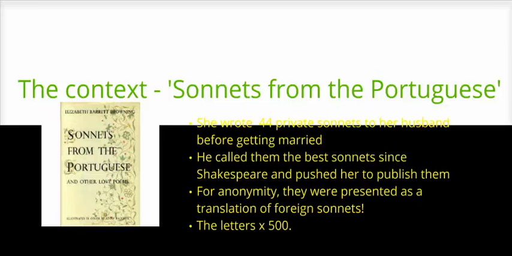And they got them published, but obviously they were very personal. So to keep some anonymity, they actually published this selection in a book called Sonnets from the Portuguese. They said, look, we found these famous Portuguese love poems, and we've translated them into English, and we hope you enjoy them. A little bit later it came out that they were, in fact, the poems from Elizabeth to her husband, or future husband.